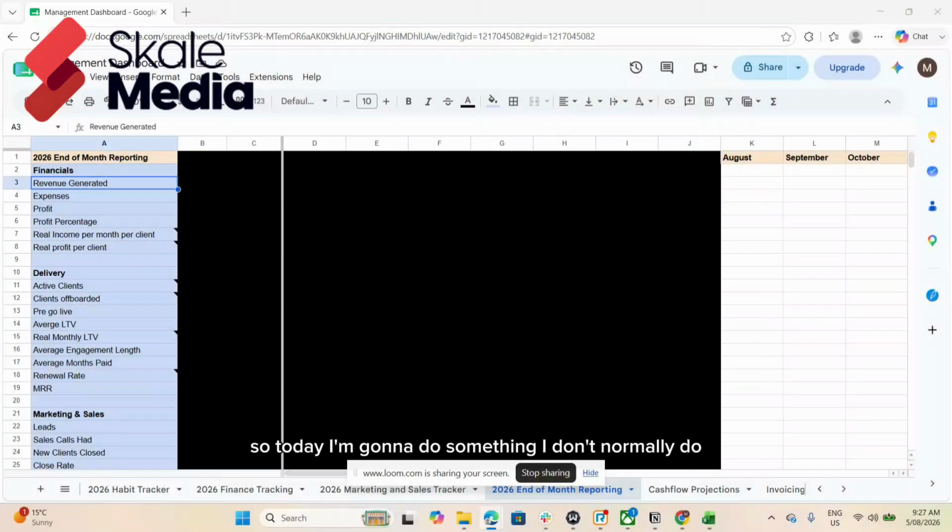So today I'm going to do something I don't normally do. I'm going to share with you our dashboard at Scale Media and what this looks like on a month-to-month basis. And as you can see, all the tabs down the bottom of the spreadsheet here. There's 4 key tabs that I use to track everything that Scale Media does, particularly from a financials point of view, but also from a KPI point of view.